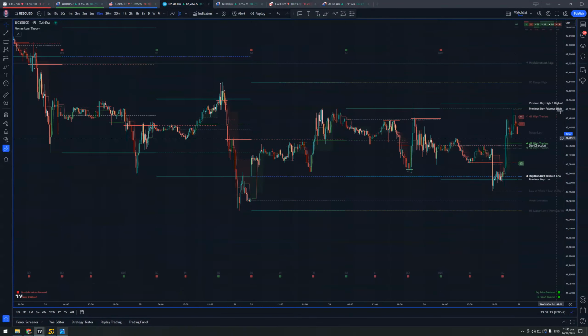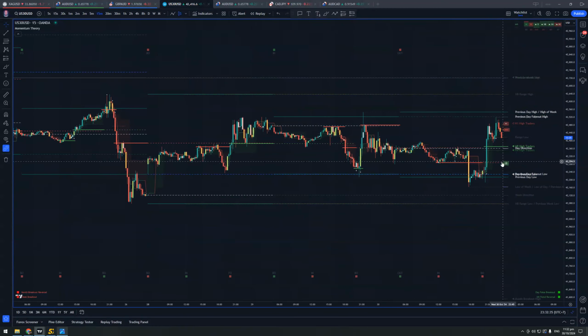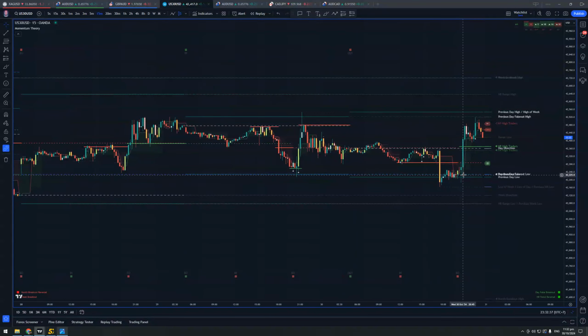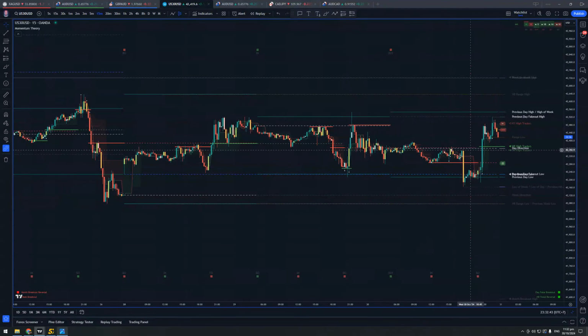US 30 moved super quick. Had no way to enter this. Strong movement up, but this is not a setup for me. Did not fake out anything for me to take it up. So not something that I would trade. So did not trade US 30.